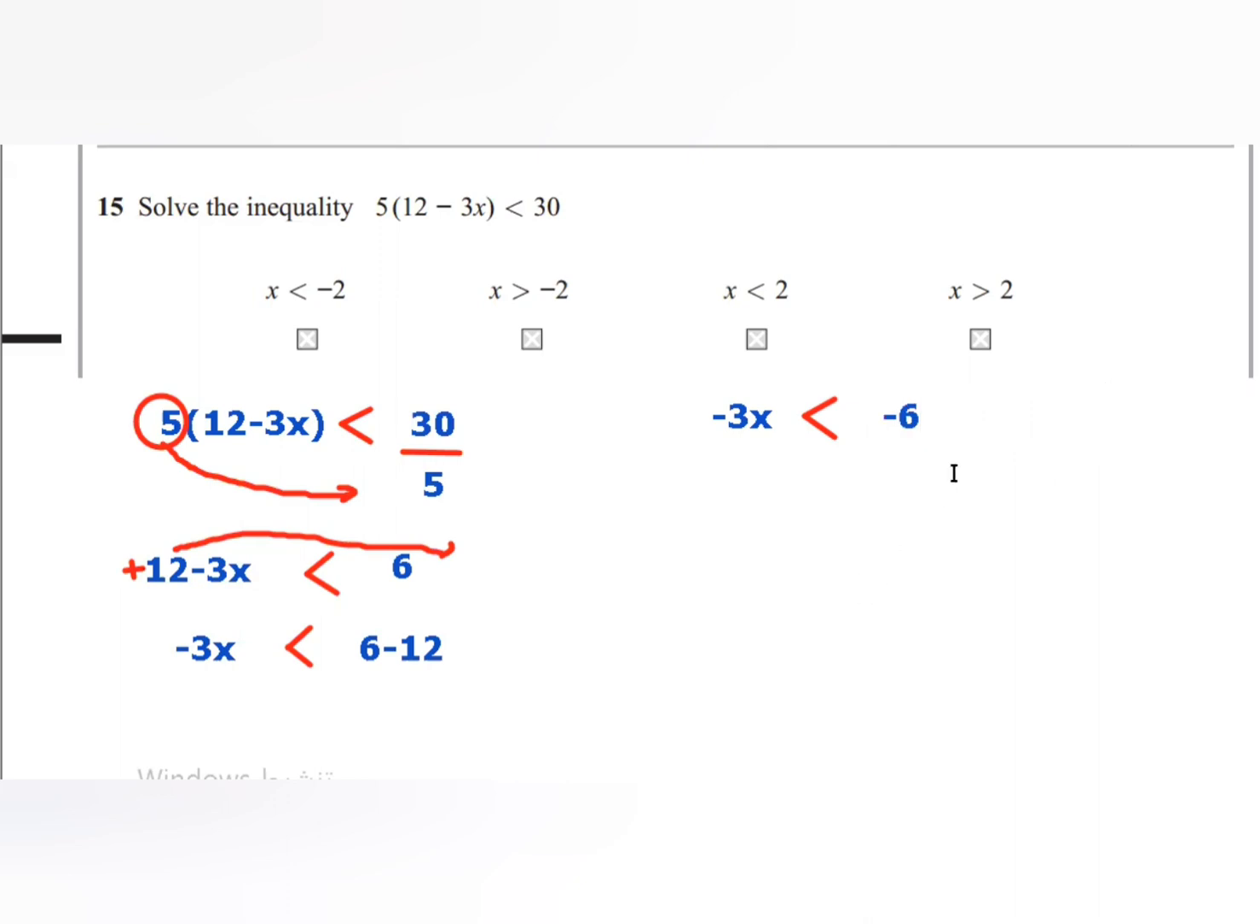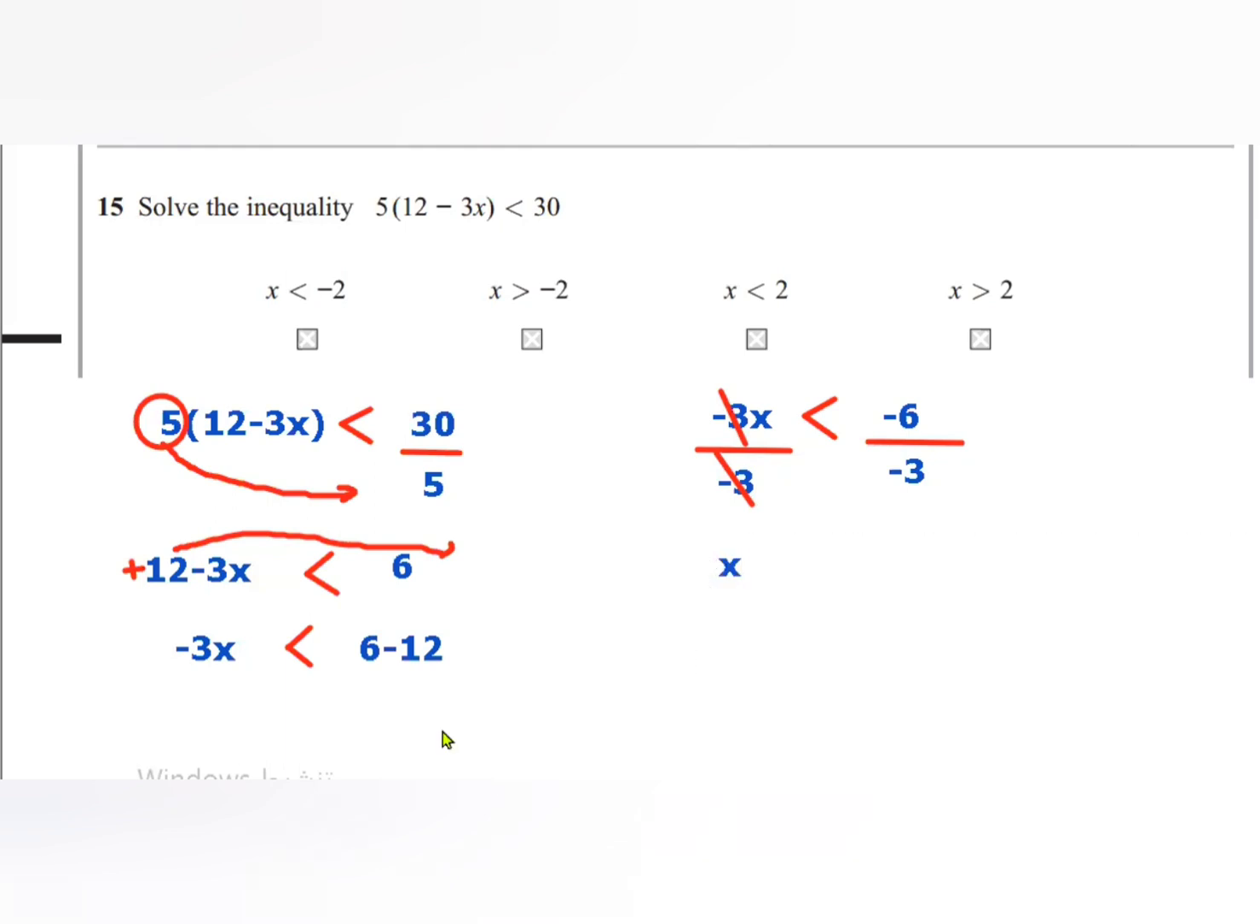Now focus on this step, because most students have problems with this step. What is it? I need the x alone, and this is minus 3 multiplied by x. So I'm going to divide by minus 3 here, and I'm going to divide by minus 3 here. And because I divided by a negative number, it means I have to flip the sign. This is a rule in inequalities. If you divide or multiply by a negative number, you have to flip the sign. So the negative 3 goes with the negative 3. I end up with x here.